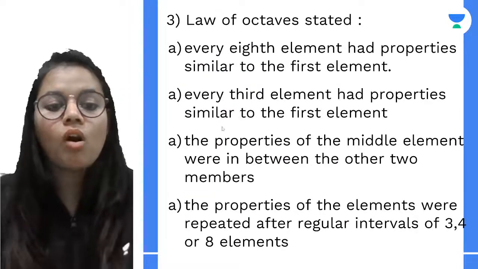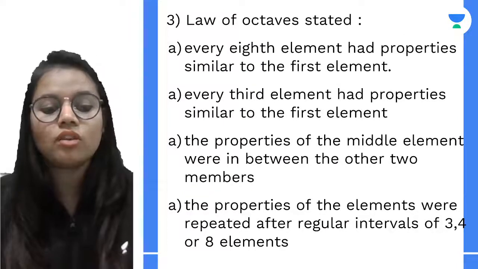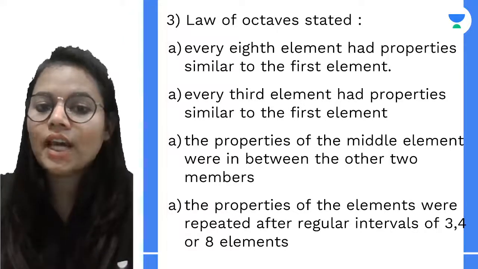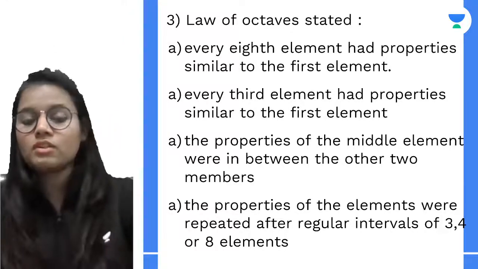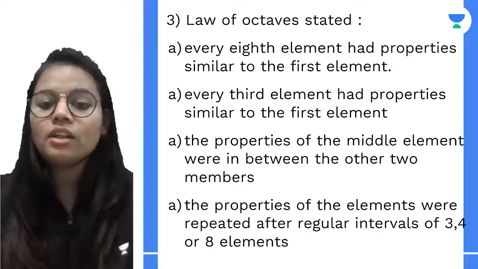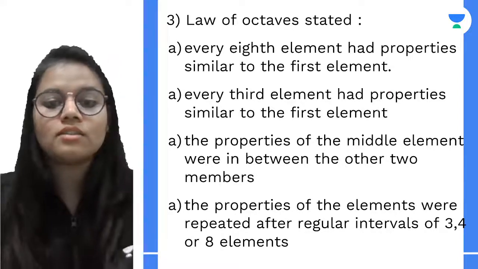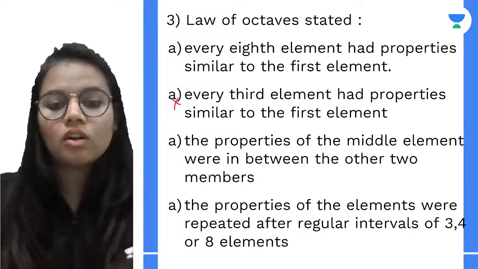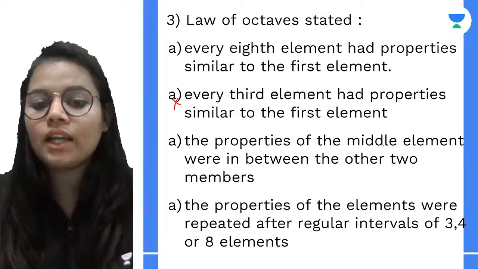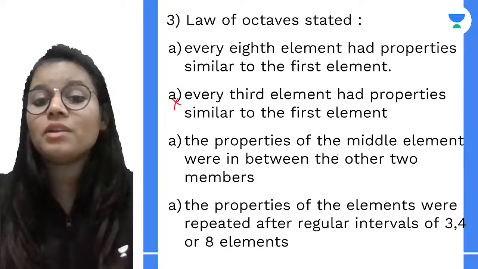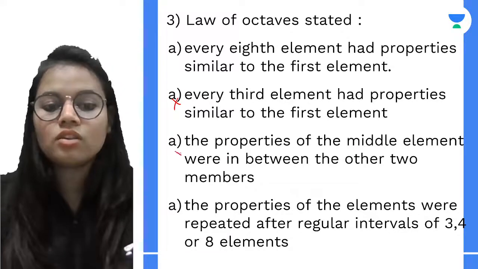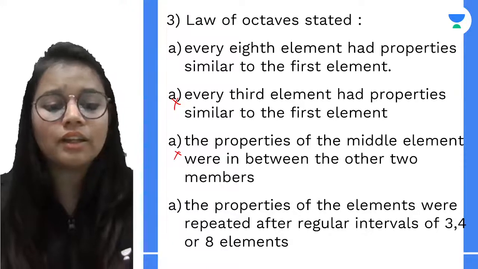Next is, law of octave states. Kindly tell me the answer in the chat box. Every eighth element has properties similar to the first element. Every third element has properties similar to the first. No. The properties of the middle element were in between the other two elements. See, octaves had 8 elements, not 3. So of course this cannot be correct.